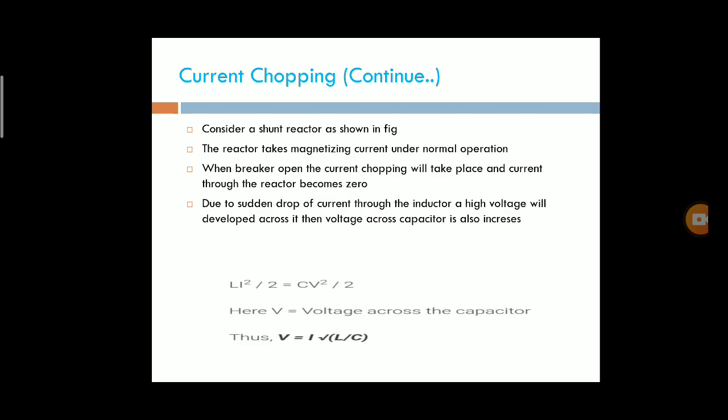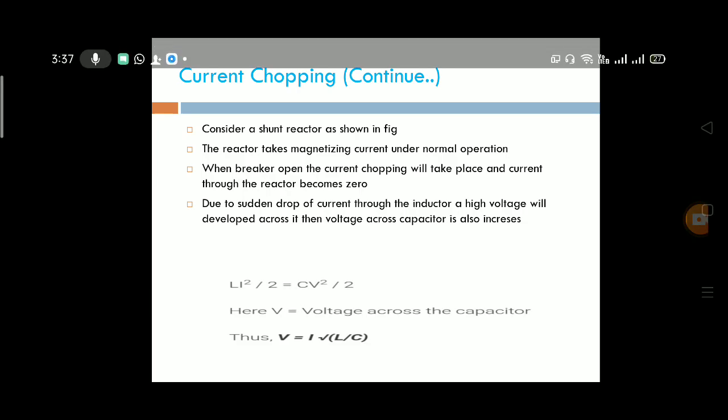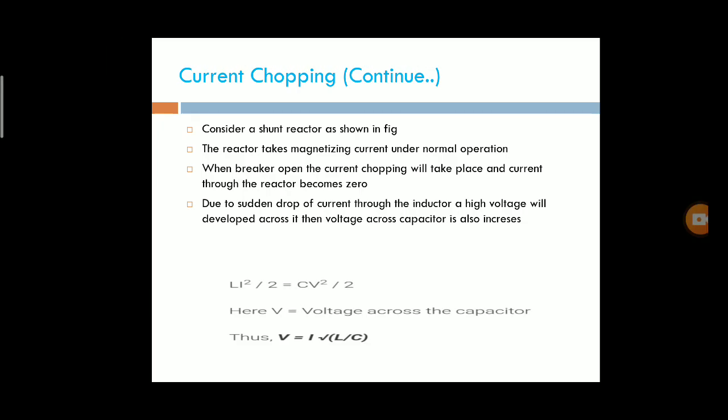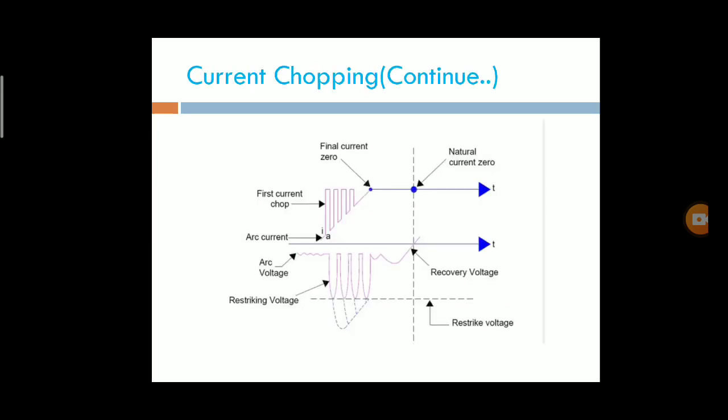The energy stored in the inductor and the energy stored in the capacitor will be equal in this case. That is, half L i squared equals half C V squared, where V is the voltage across the capacitor, and V equals 1 by root LC.